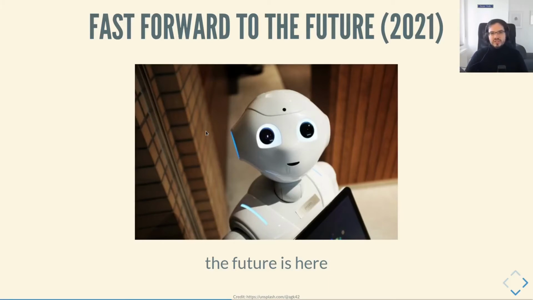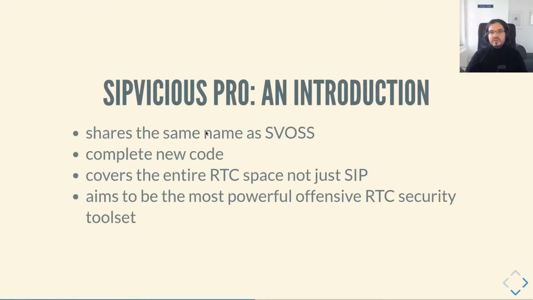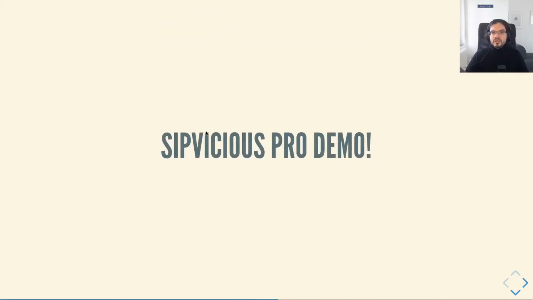So long story short, now we have SIPVicious PRO. Now, SIPVicious PRO shares the same name as the open source version, but it's actually completely new code, and we have really ambitious goals compared to the OSS version. We wrote this in Go, but really what matters is that we are now covering the entire RTC space, not just SIP. Our goals this time are more ambitious, because we're aiming to create the most powerful offensive RTC security toolset. So let's show SIPVicious PRO a bit.